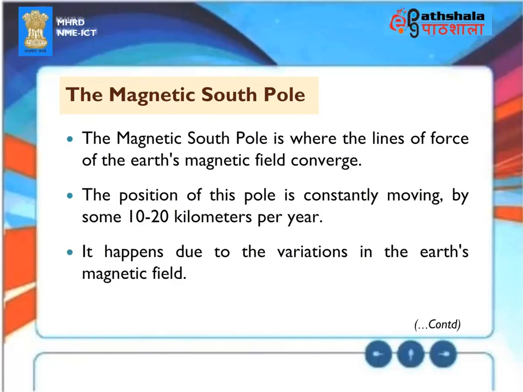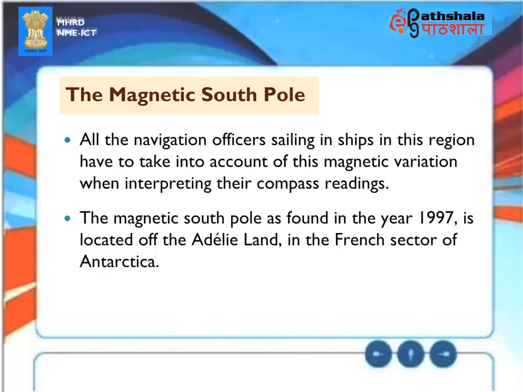The Magnetic South Pole. The Magnetic South Pole is where the lines of force of the Earth's magnetic field converge. The position of this pole is constantly moving by some 10 to 20 kilometers per year. It happens due to the variations in the Earth's magnetic field. All the navigation officers sailing in ships in this region have to take into account this magnetic variation when interpreting their compass readings. The magnetic South Pole, as found in the year 1997, is located off the Adelie Land in the French sector of Antarctica.